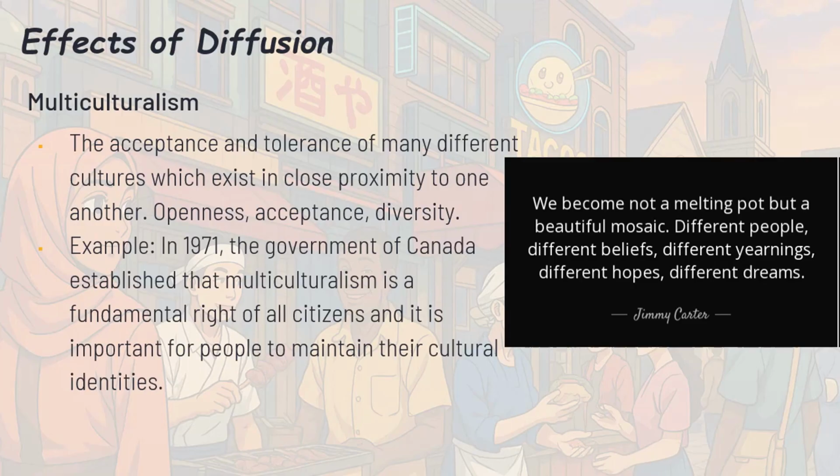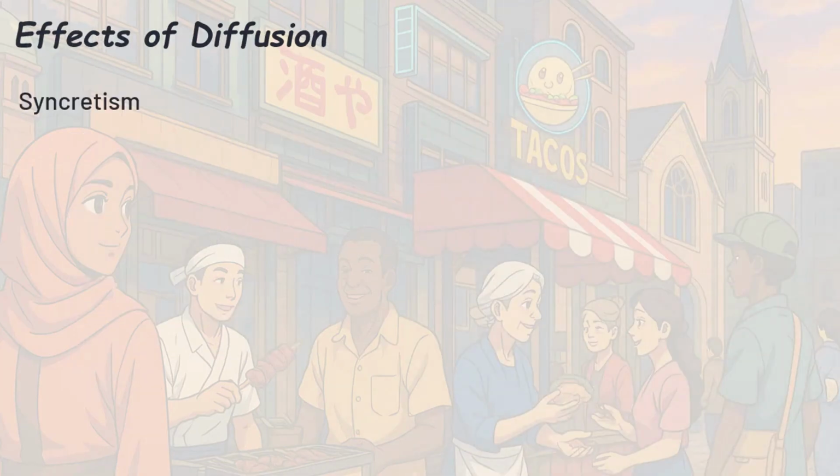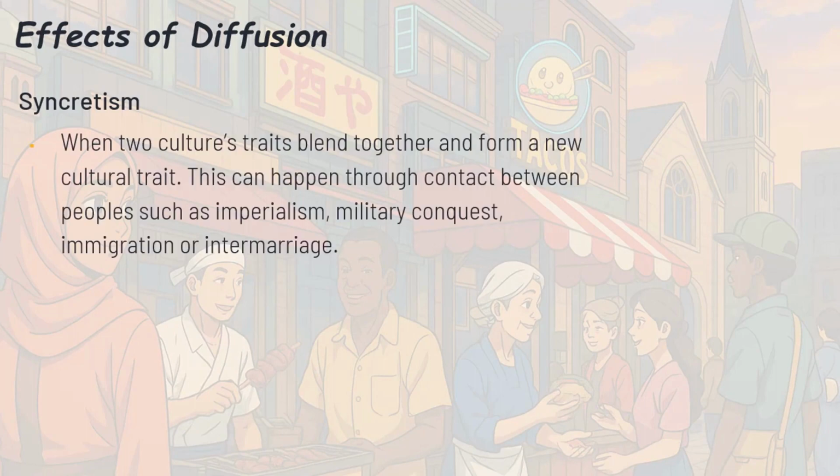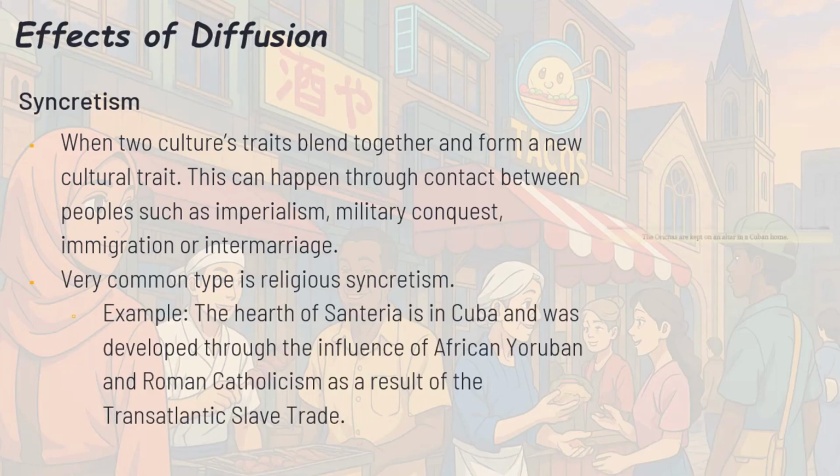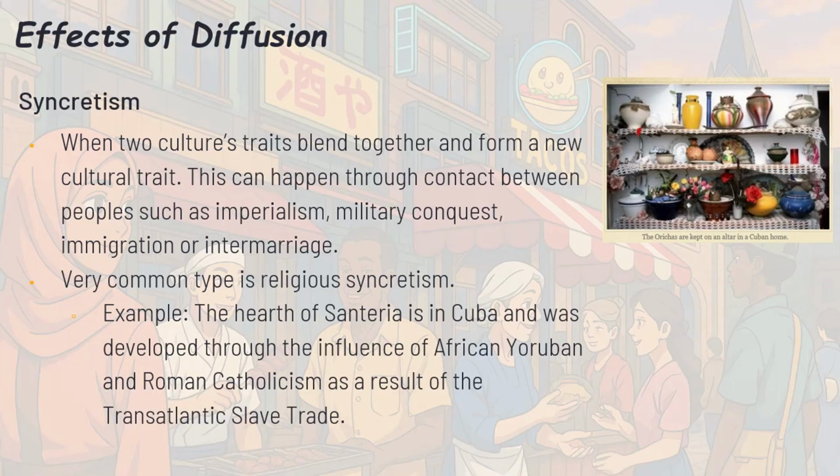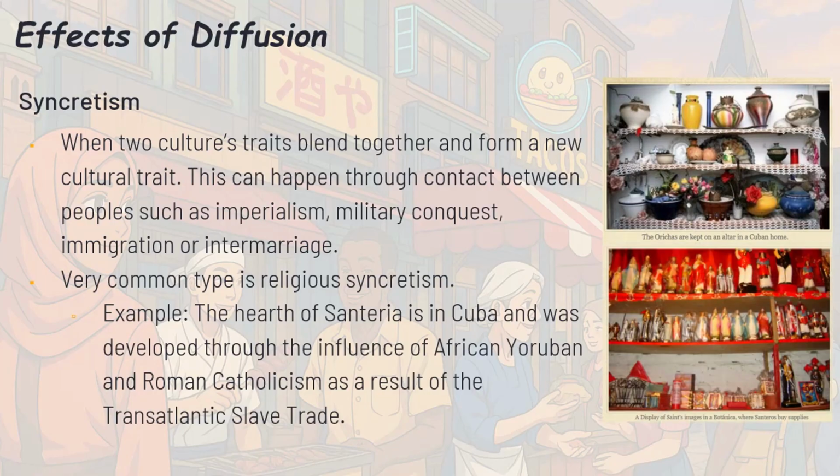This kind of cultural harmony is ideal, but sometimes when cultures mix, they don't just live next to each other. They actually merge into something totally new. That's where syncretism comes in. Syncretism is when cultures don't just borrow from each other, they blend into something entirely new. Think of it like the cultural version of a crossover episode where different traditions collide and a brand new vibe is born. This can happen through conquest, colonization, immigration, or even marriage.